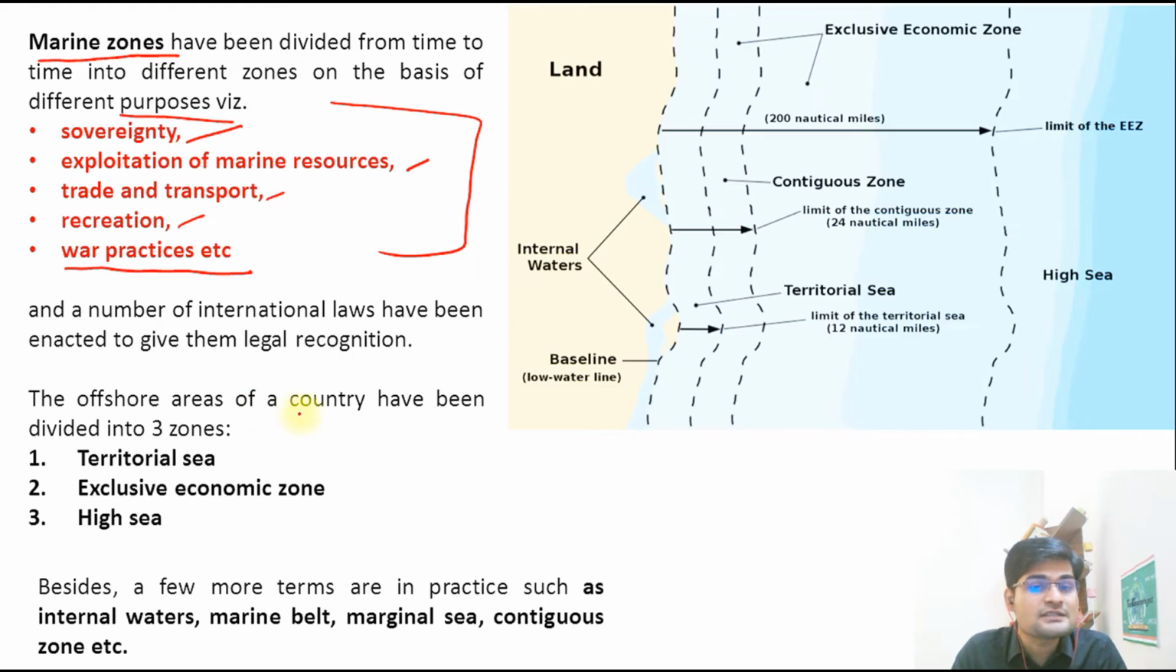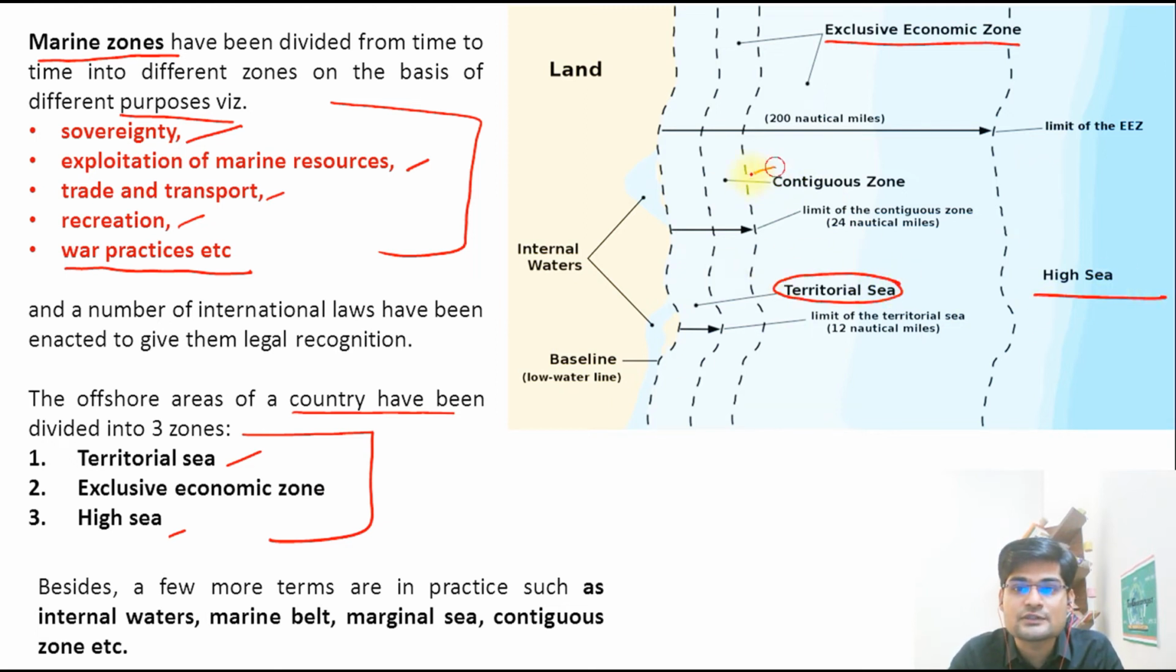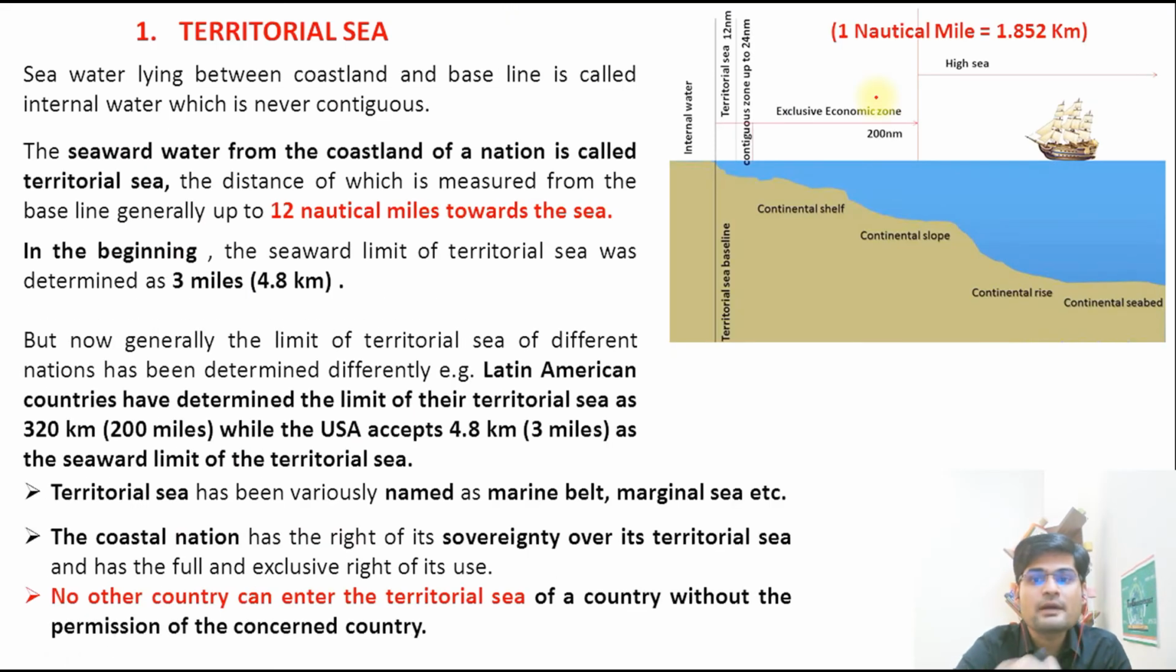Now, the offshore areas of a country have been divided into three major zones. If you observe, one is the territorial sea, one is the EEZ, that is the exclusive economic zone, and the third is the high sea. So what is this exclusive economic zone? In this particular area, if you observe the EEZ, then you have the high sea, that is offshore, and then you have the territorial sea, and there is a contiguous zone as well. The territorial sea is about 12 nautical miles, as clearly mentioned here, and the EEZ is supposed to be 200 nautical miles. So that's important here. Now, one by one, let's discuss the territorial sea and other parts of the sea as well.